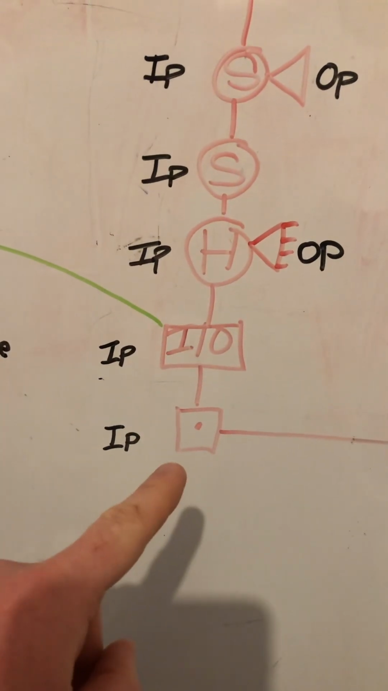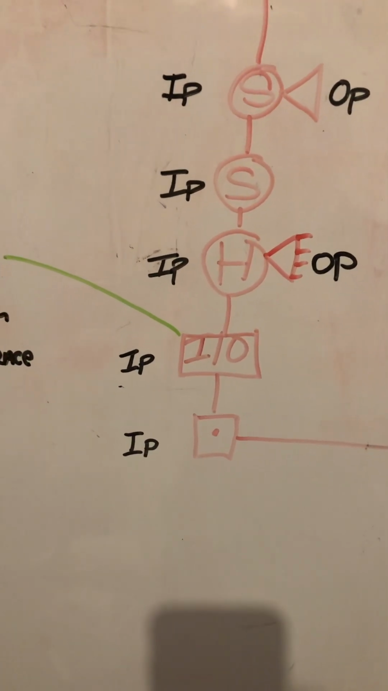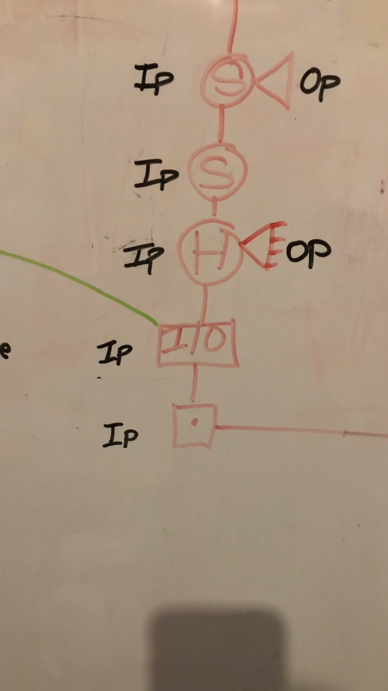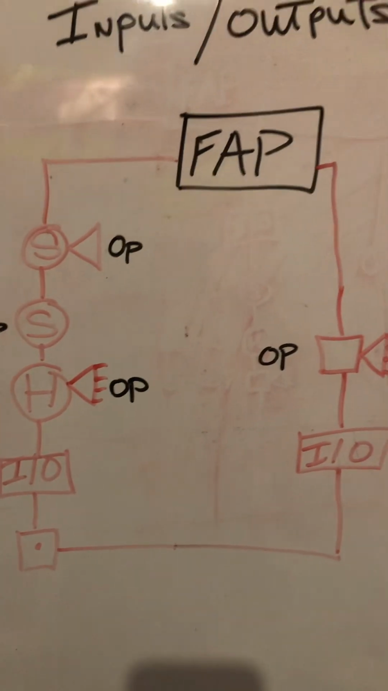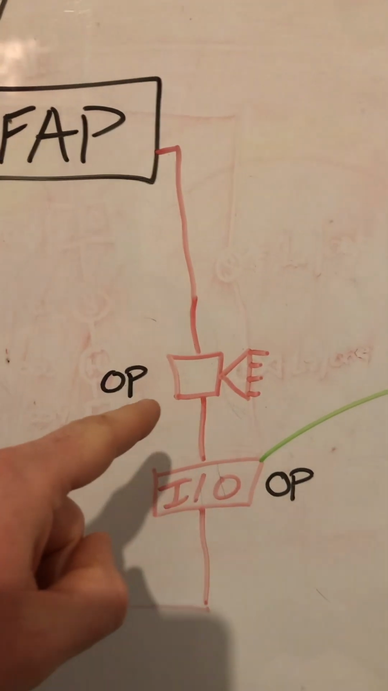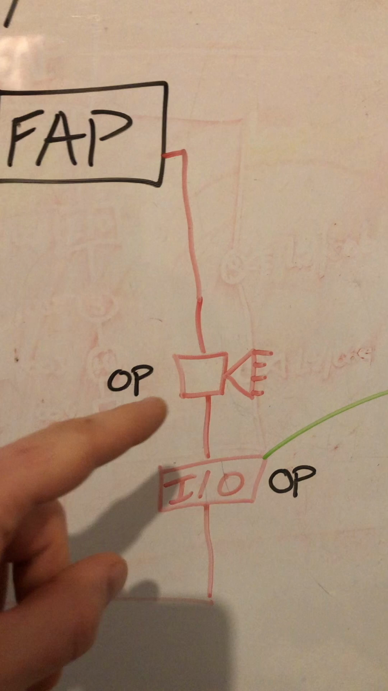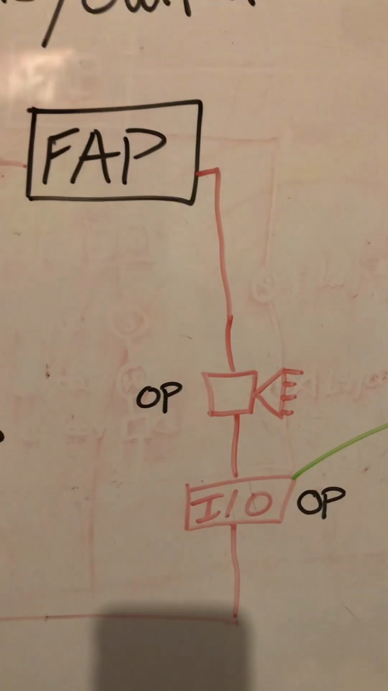A manual call point is an input. The manual call point has been hit. That information will be sent to the fire alarm panel, and in return sound a sounder like this. So an output, a wall mounted sounder beacon output.